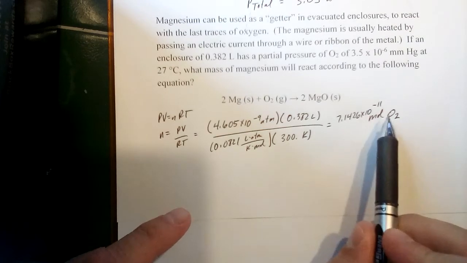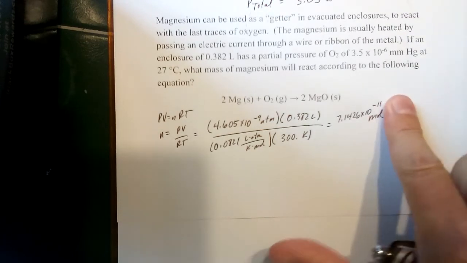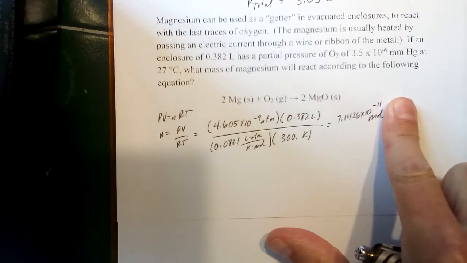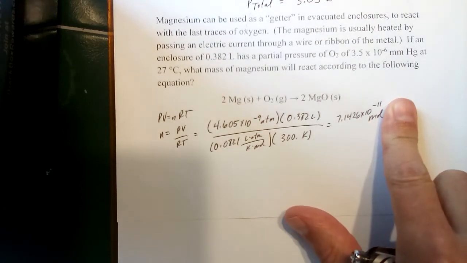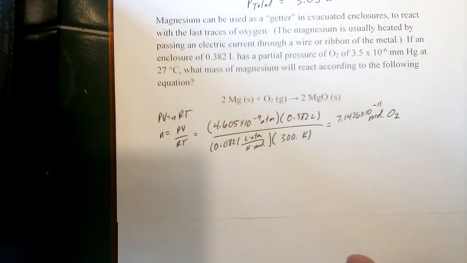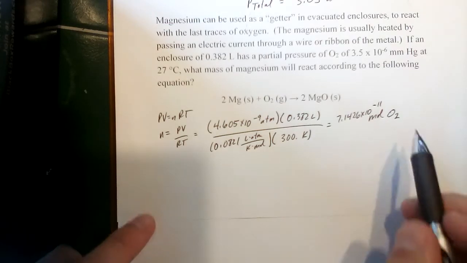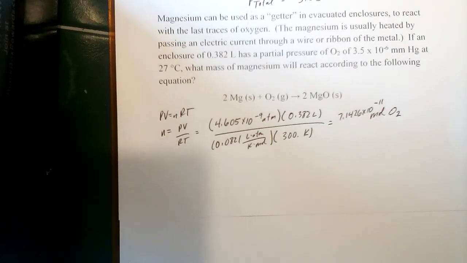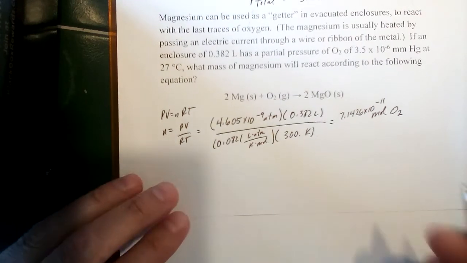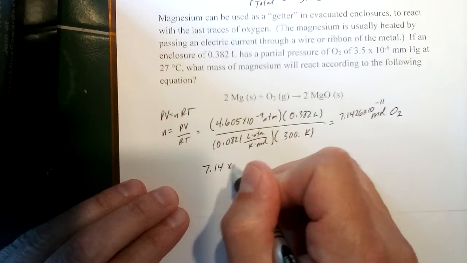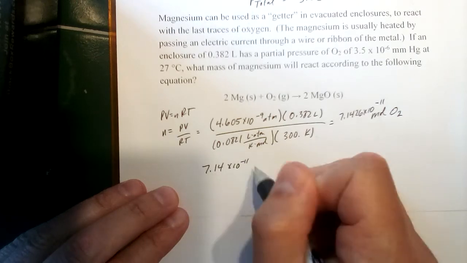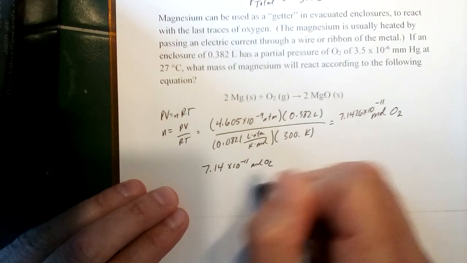Once we get to moles, now here's a problem. If you're a little lazy with your units and you don't have O2 on there, you might say, oh, I got to moles, now I can just use the molar mass of magnesium and I've got my answer. Not so fast. Make sure you recognize you can only use the ideal gas law to calculate gases. So let's take 7.14 times 10 to the minus 11th moles of O2.